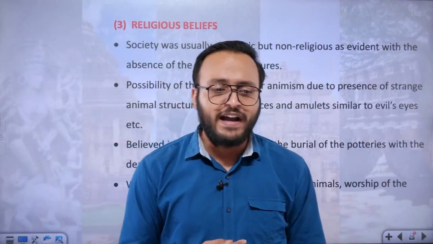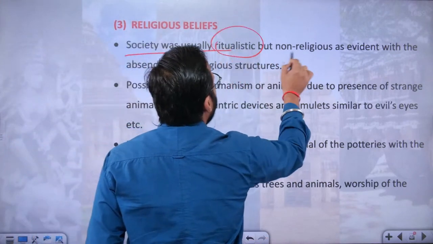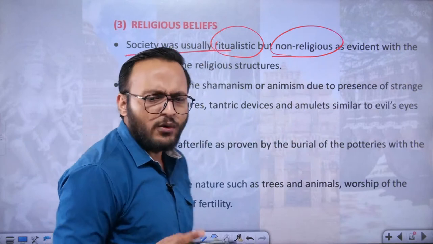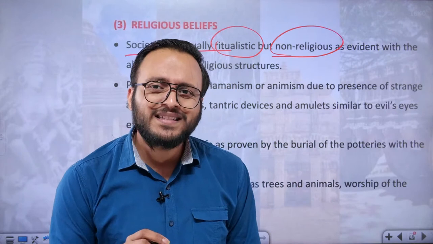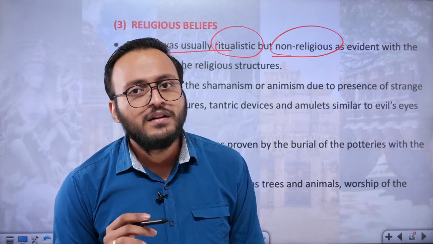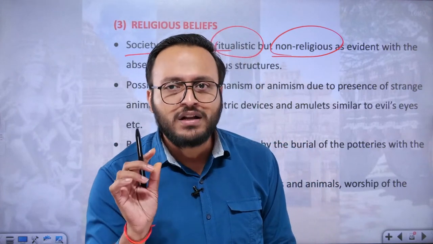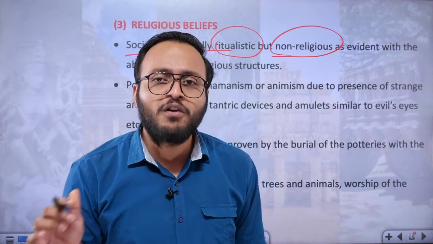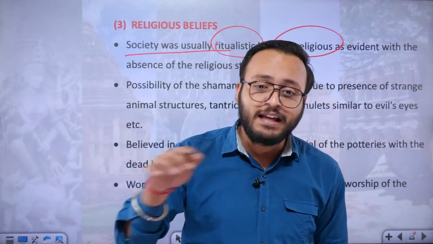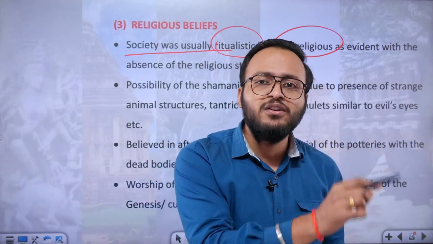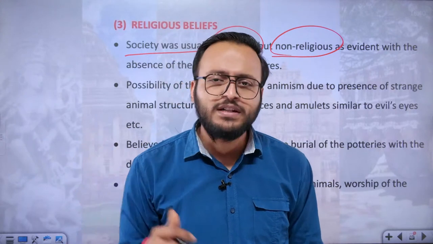What is the meaning of this diversified religious belief? It was a society that was quite ritualistic but non-religious. How can we say that? Because rituals are somewhere related to customary faith and belief. But religion is an organized form, an organized set of beliefs, customs, rituals, and practices, adhering to a single, set and determined ideology. But we don't have any evidence.